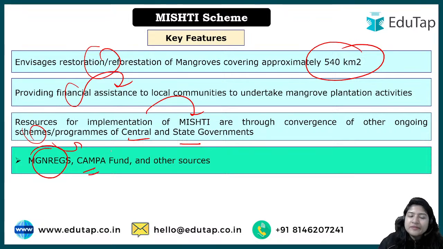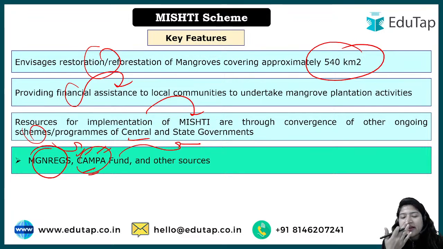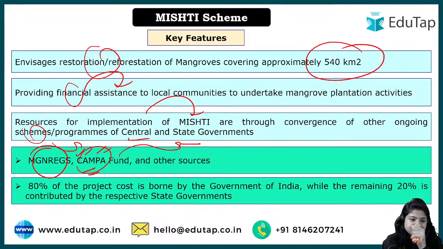Similarly, there is already a CAMPA fund that exists, right? The Compensatory Afforestation Fund Management and Planning Authority. So we have one such fund already existing, that is for afforestation only. Now the fund from that can be utilized for coastal regions where reforestation or afforestation needs to be done, right? So there is no separate funding. Many programs already exist, and funding will be diverted from there. Now how much will be borne by the center and how much by the state? The official website says that the government of India, the central government, will contribute 80% of the project, right?